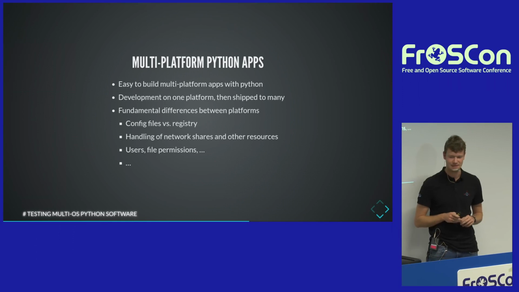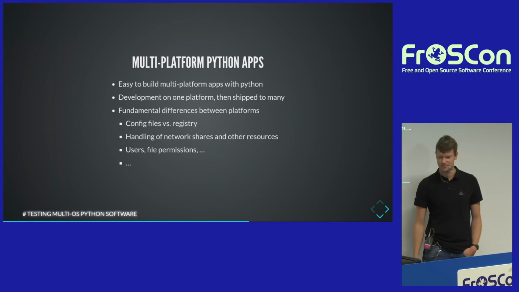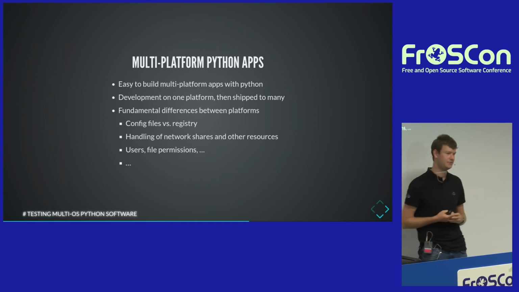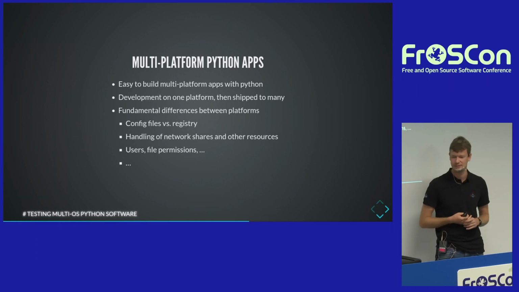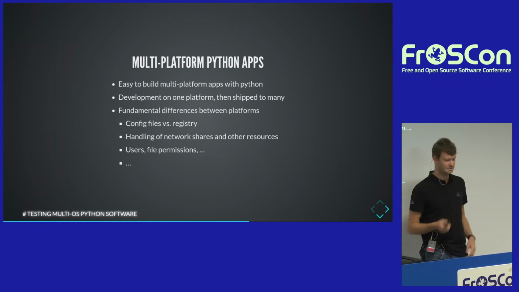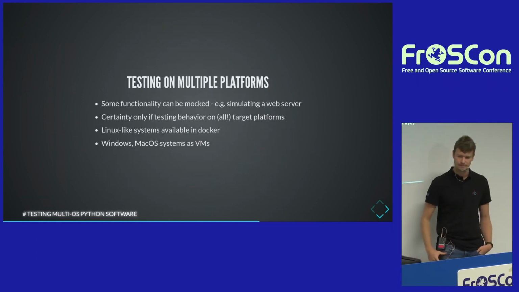And as there are fundamental differences between platforms, you should test on all of them if possible. So, for example, in the POSIX world, you have many things being handled with configuration files. In the Windows world, you use the registry, and also handling of network shares and files, users, permissions, shared resources. There are differences, and you should check for that. So how can you check for that?